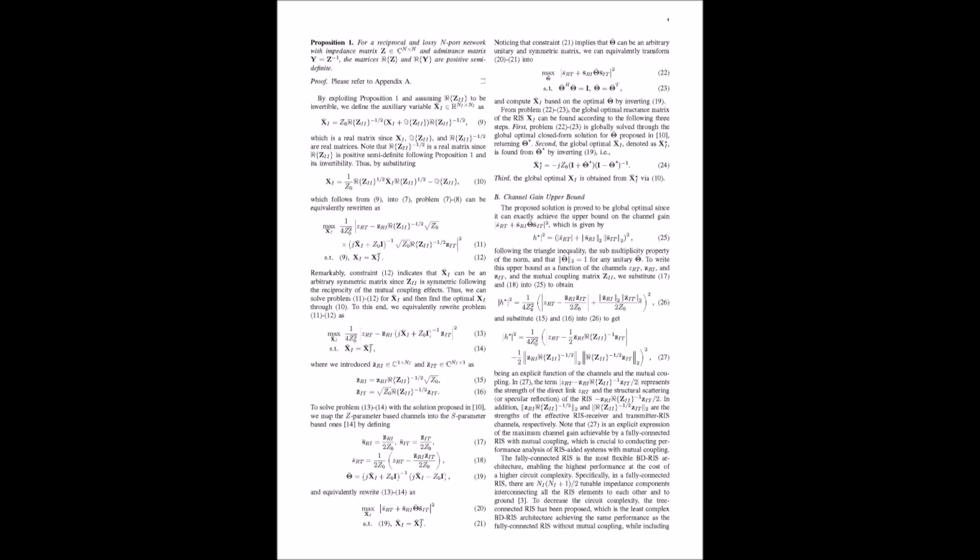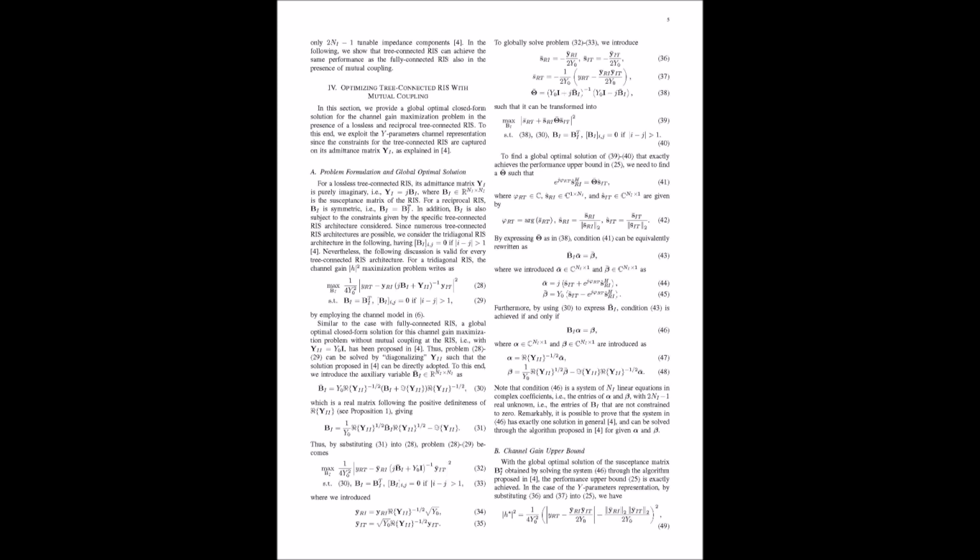And then they use an algorithm specifically designed for tree-connected RIS to find the optimal susceptance matrix BI. This algorithm takes into account the limited connectivity of the tree structure, ensuring a solution that is both efficient and practical. So they've managed to optimize both fully connected and tree-connected RIS, accounting for mutual coupling in each case. Exactly. But here's the real nail-biter. Can this simpler tree-connected architecture actually achieve the same level of performance as the fully connected one? That's where things get really interesting.